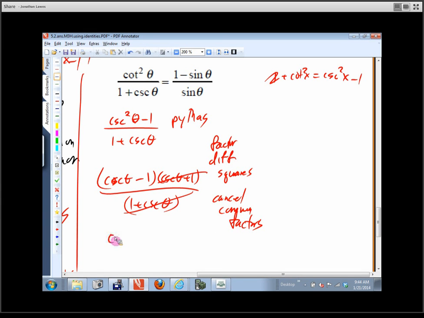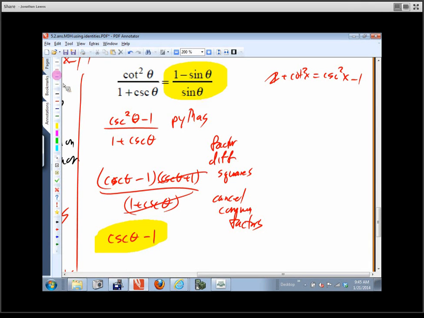And then I've got cosecant theta minus 1. That's where I am, and I need to make it look like this. So here's where I am, and I need to make it look like that. I've got two terms here, I've got one term here. I've got division in this one, I don't have any division in this one. This one is cosecant, this one is sine.